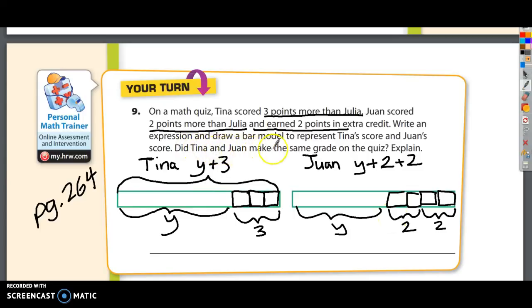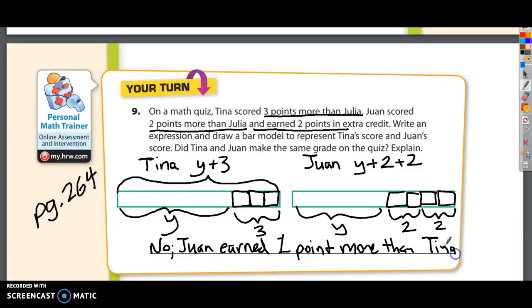Did Tina and Juan make the same grade on the quiz? Explain. No. Juan earned 1 point more than Julia. Not more than Julia, than Tina. Juan earned 1 point more than Tina. Because over here, the y's are the same, but 4 is more than 3. So that's 1 more point than Tina.